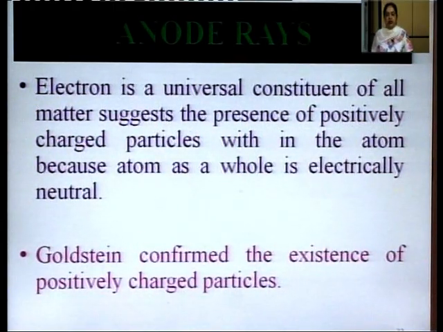Anode rays. Electron is a universal constituent of all matter, which suggests the presence of positively charged particles within the atom, because the atom as a whole is electrically neutral. Goldstein confirmed the existence of positively charged particles.